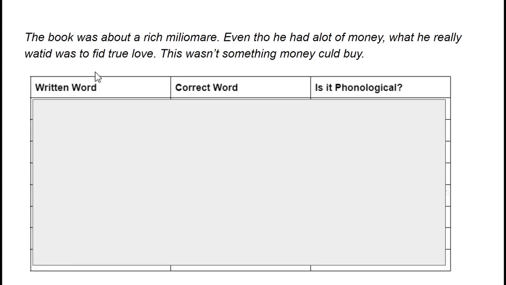So you will see a student sample here. It's a 9th grader writing about the Great Gatsby. In this column, I would like you to write the word the student wrote and how they wrote it, and then the word they meant to write. And then I want you to write if you think it's phonological or not in this area. So hopefully you've had some time to work through that. So I will go ahead and we will discuss it.